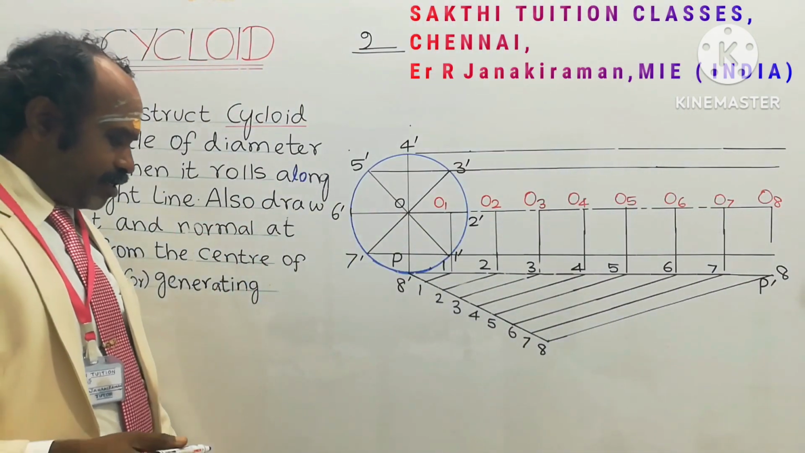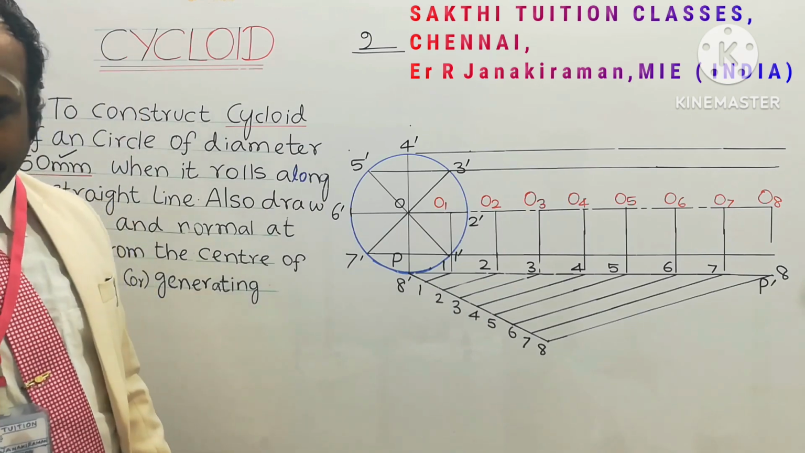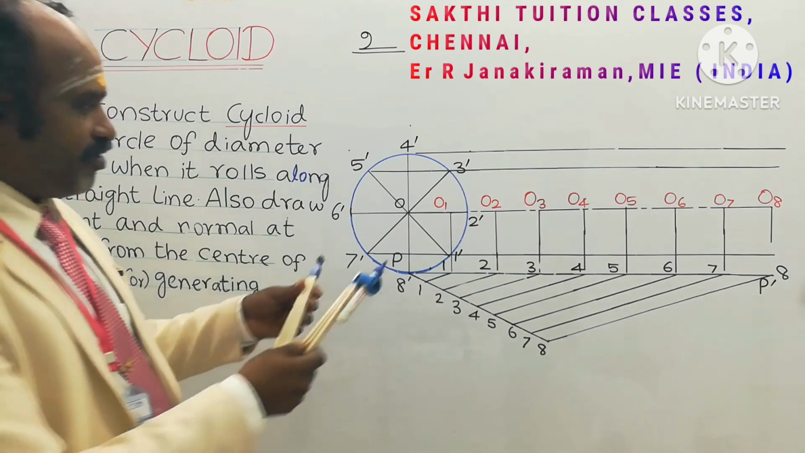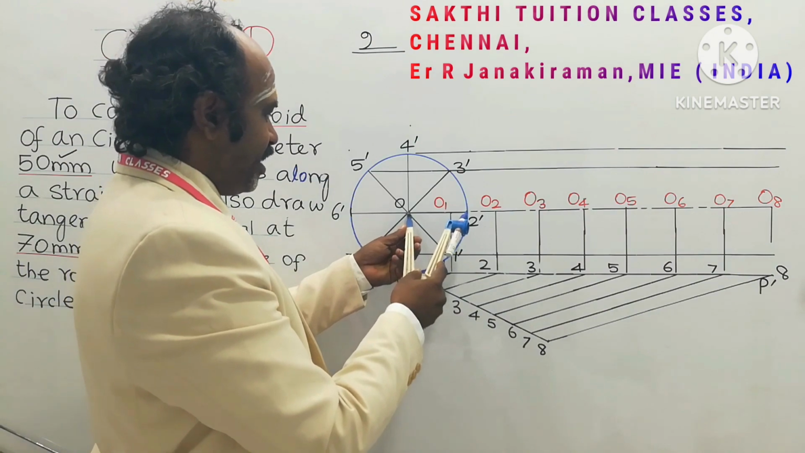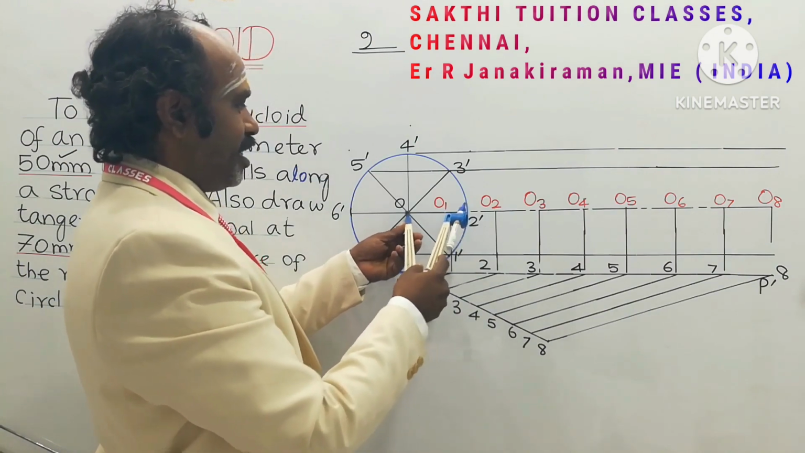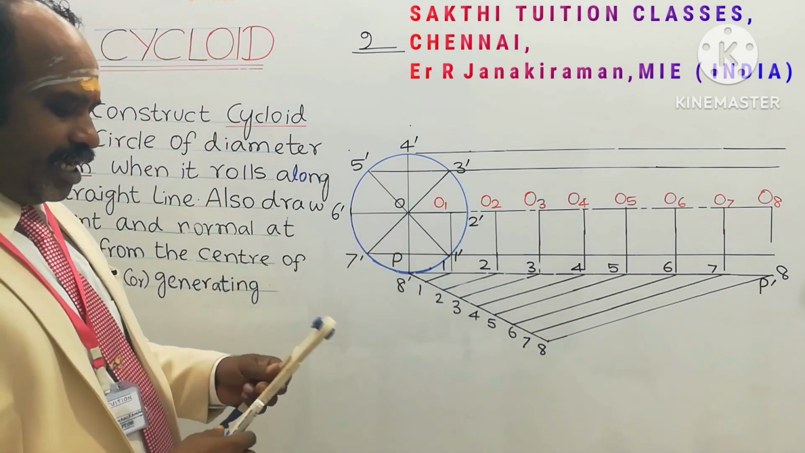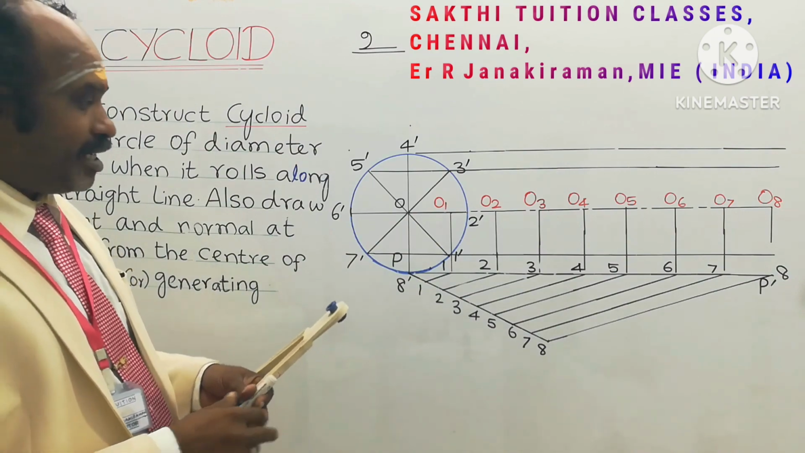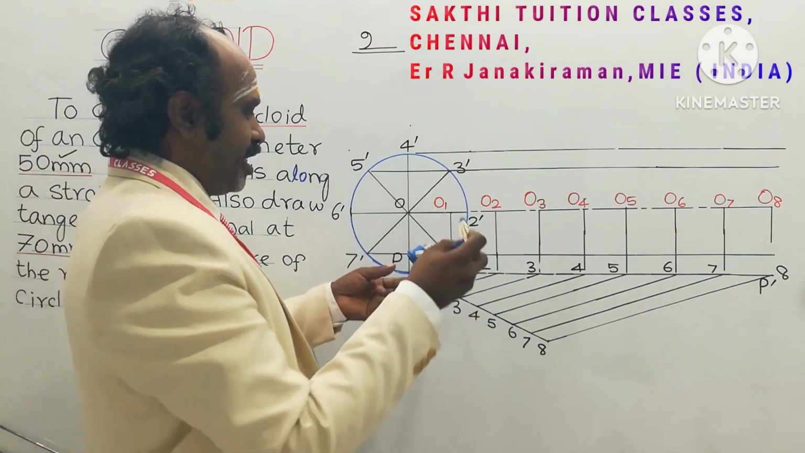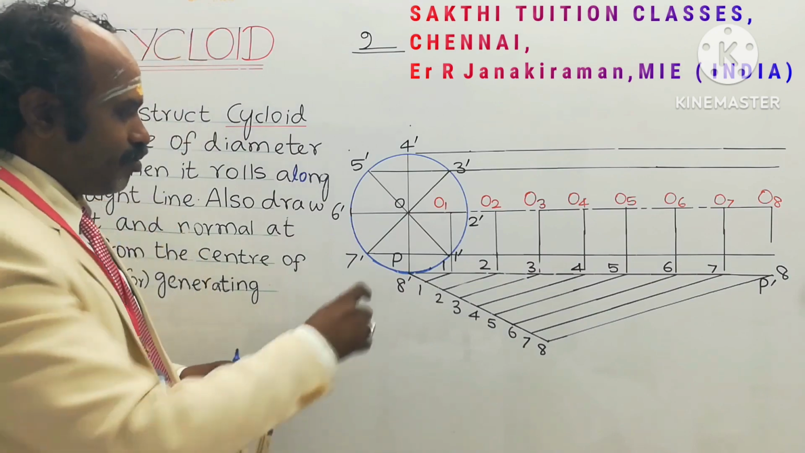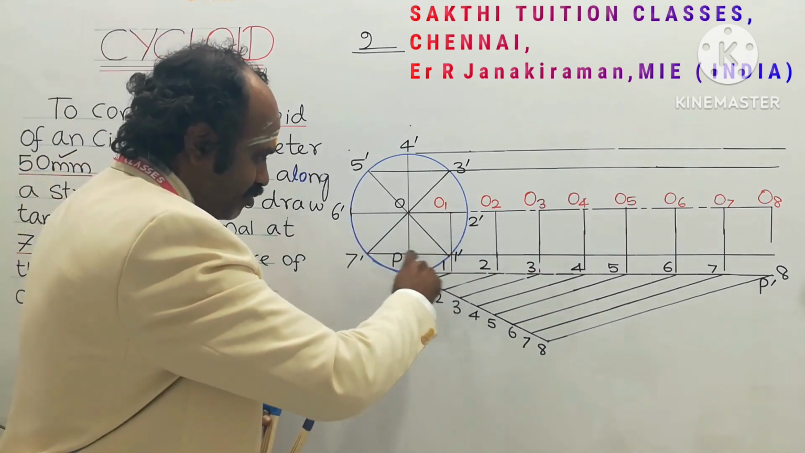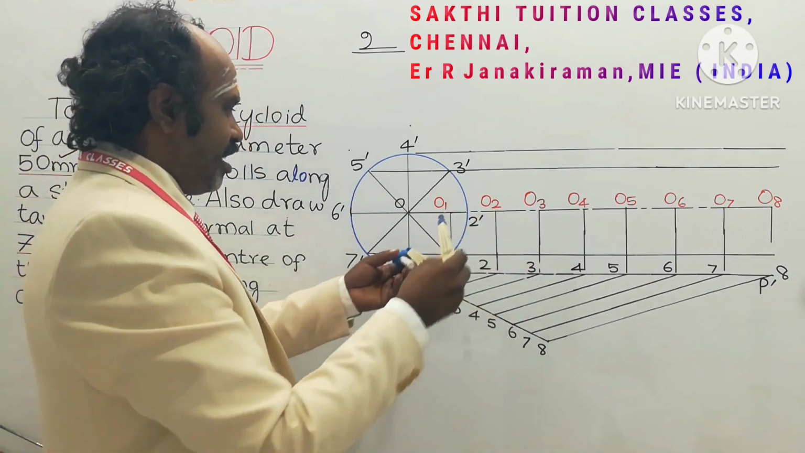Understand? Now take your compass. Take the radius of the rolling circle in your compass, that is 25 mm, which you can take from the circle itself. Okay. Right. So next, keep O1 as center. This is point O1 as center. Cut an arc on the line passing through 1 dash of the rolling circle. This is 1 dash. Cut an arc like this.